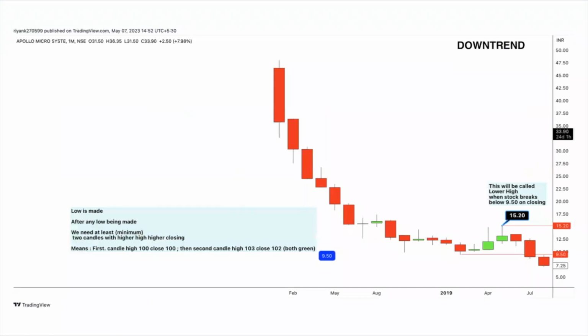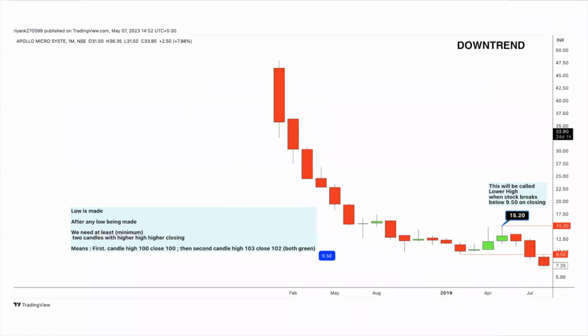Going forward, we should know what is an uptrend and what is a downtrend. I'm just very, very quickly going to cover these concepts in 2 or 3 minutes, and then we'll be good to go with the patterns, just 2 patterns which we'll be discussing. So how do we identify trends?